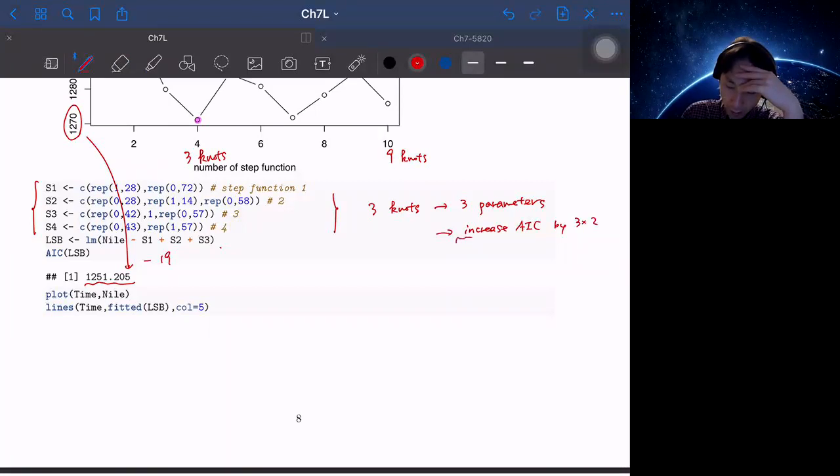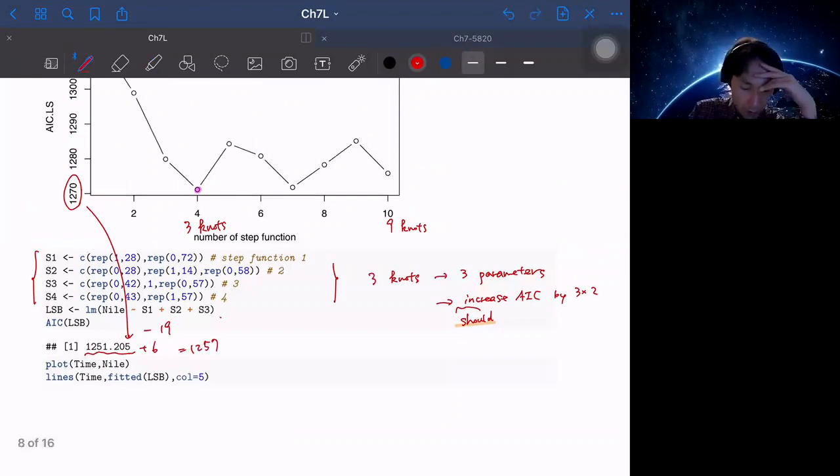But actually it did not, because the fitting line that we arbitrarily defined, we did not count it. So it should increase AIC by 3 times 2, but actually we didn't count it. So maybe the fair comparison is this plus 6: 1,257. So this is probably a fair number to compare with this lowest AIC. But still, it's much lower than 1,270. So probably if we optimize these parameters, then we have a better model, actually.